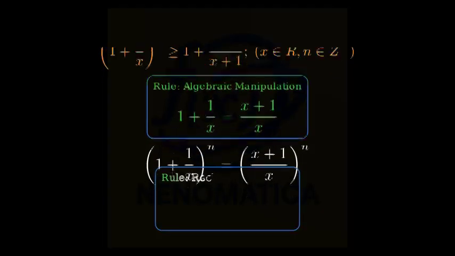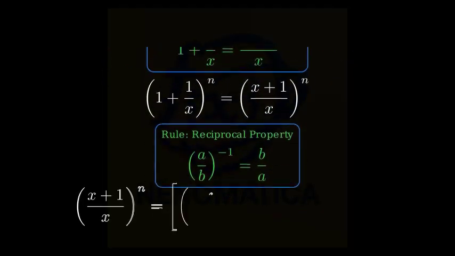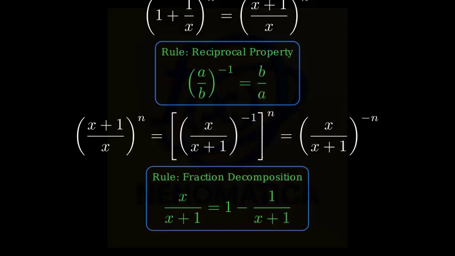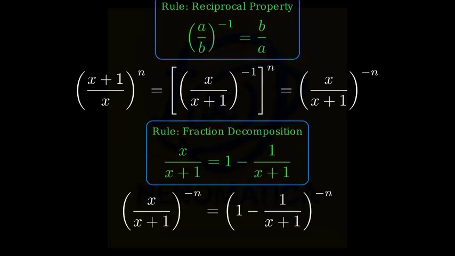Step 2. Now, we'll continue transforming the expression. We can rewrite the fraction x plus 1 over x as the reciprocal of x over x plus 1 raised to the power negative 1. Then, we can simplify this to the power of negative n, since we're raising this expression to the power n. Step 3. Let's continue our transformation. We can rewrite x over x plus 1 as 1 minus 1 over x plus 1. So our expression becomes (1 minus 1 over x plus 1) raised to the power negative n.